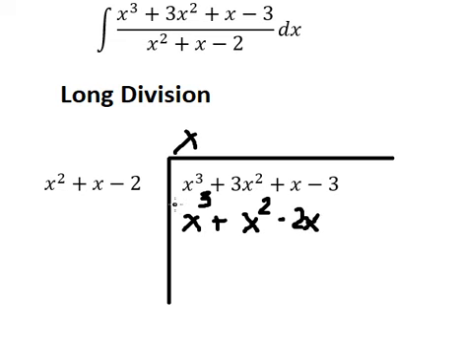Next, we need to subtract the two equations. Now 3s squared minus s squared, we have 2s squared. S minus negative 2s, we have 3s.